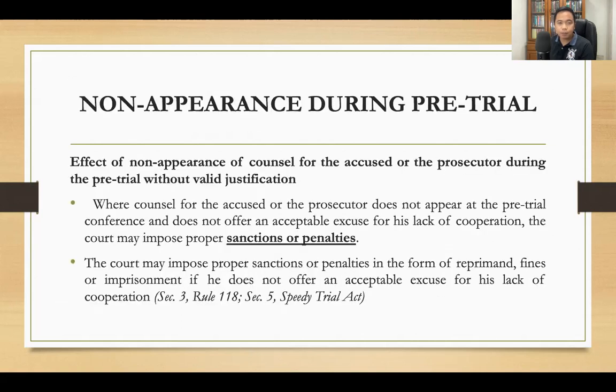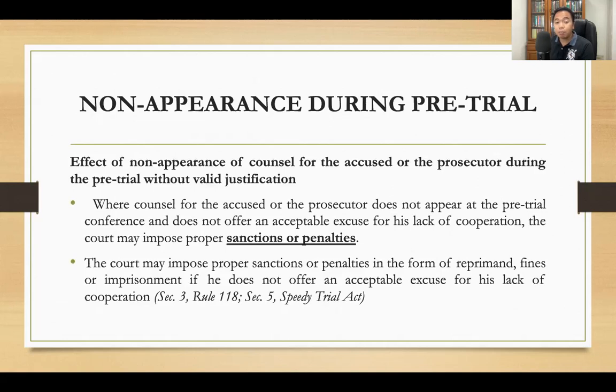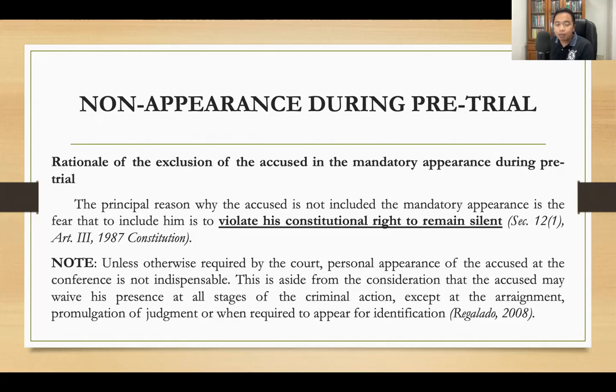the evidence. What happens if the counsel for the accused or the prosecutor during pretrial does not appear without valid justification? Now the court will impose sanctions or penalties on the counsel for the accused or the prosecutor. Take note, class, that the court will impose sanctions and penalties to the counsel, the lawyer for the accused or the prosecutor. Now, how about the personal appearance of the accused?